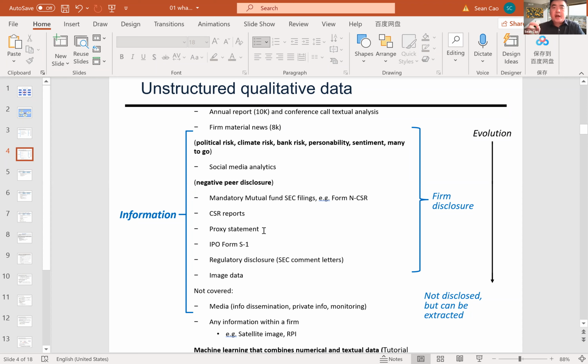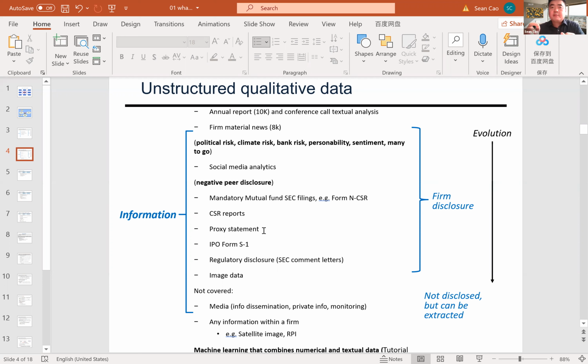Explain that. So the SEC comment letter is a communication between the regulators and firms. If the SEC finds anything suspicious about the firm, the SEC will send a comment letter to the firm. The firm will respond to the SEC explaining, oh, I'm doing this because blah blah blah. Don't worry, I'm just doing the right thing. So this is the communication between the SEC and the firms.